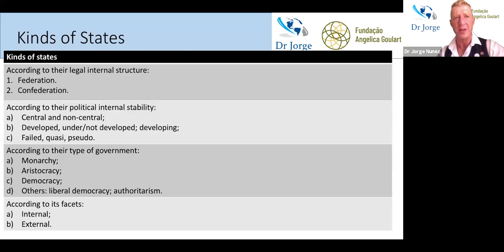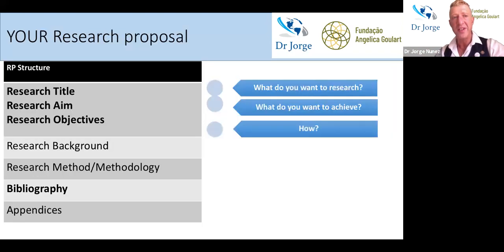Another section within the sub-chapter, and again, these are 3 sections: concepts, theories, and kinds of states. All of them are brought together within the same chapter on the state, all of them part of the same book, territorial dispute and state sovereignty. So there is always a link between the title, the aim, and the objectives. Let me show you here the title.